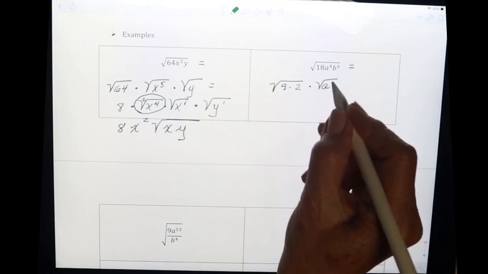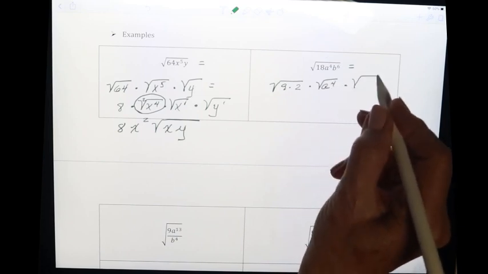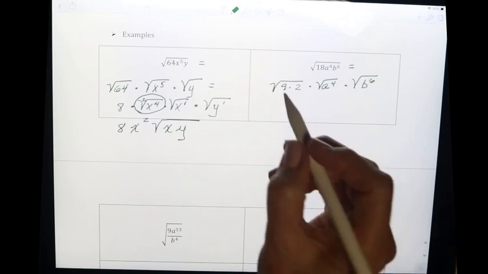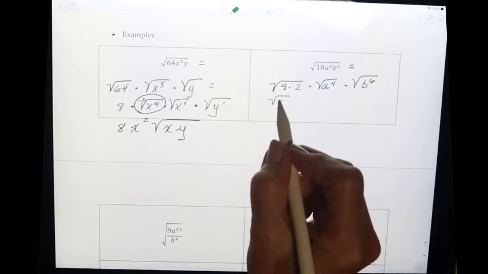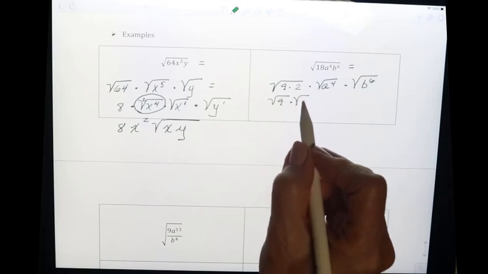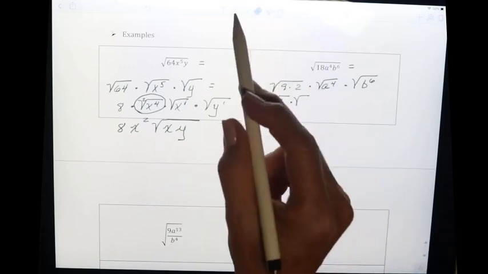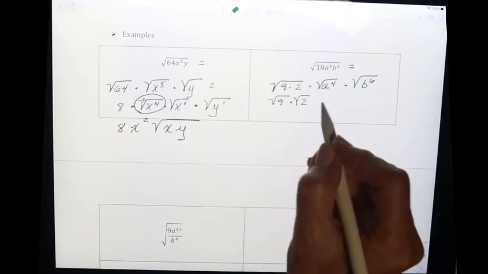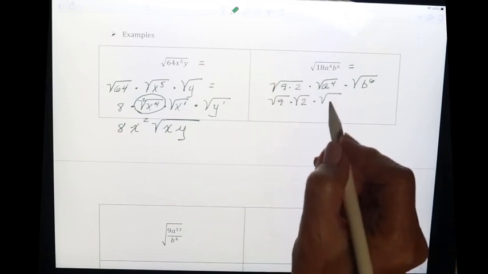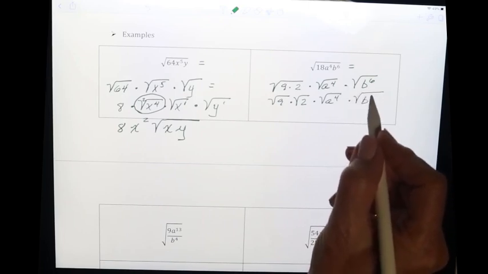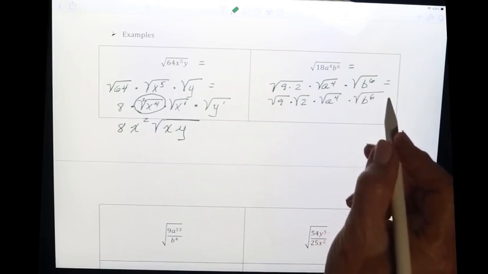And then here's a to the 4th, and the square root of b to the 6th and the square root of a to the 4th. So I'm seeing here, let me split it one more time. I hope you see that the square root of 9 is going to be 3. The square root of 2, I'm not going to be able to simplify. This, I'm going to do the division, and this, I'm going to do the division. So let's see if I can get it all written down, and then I'll actually execute.